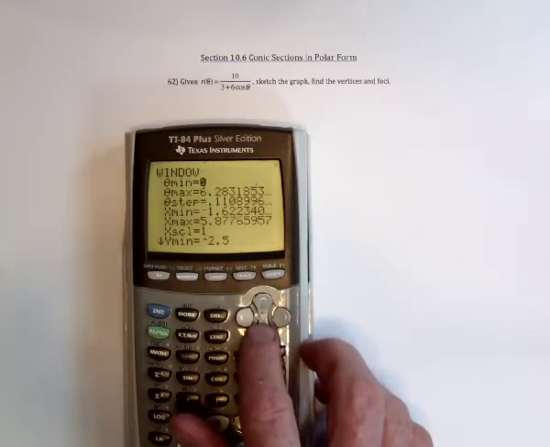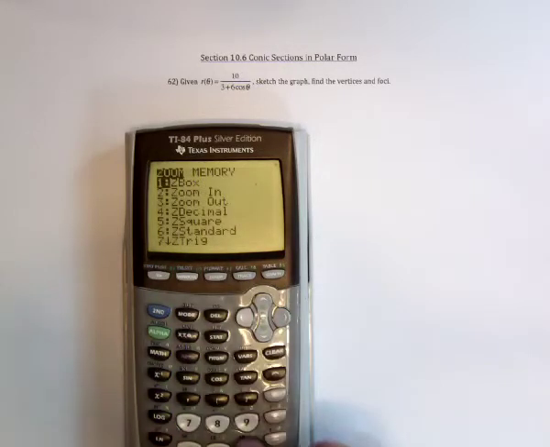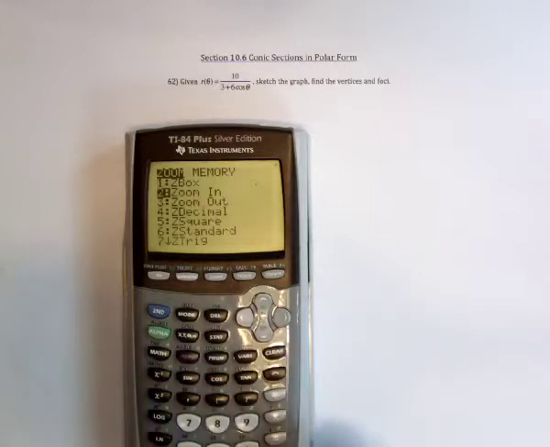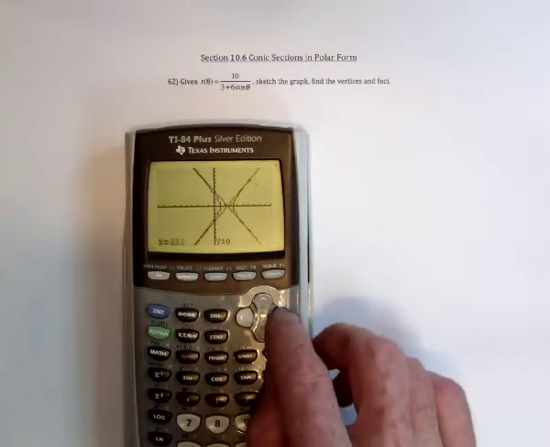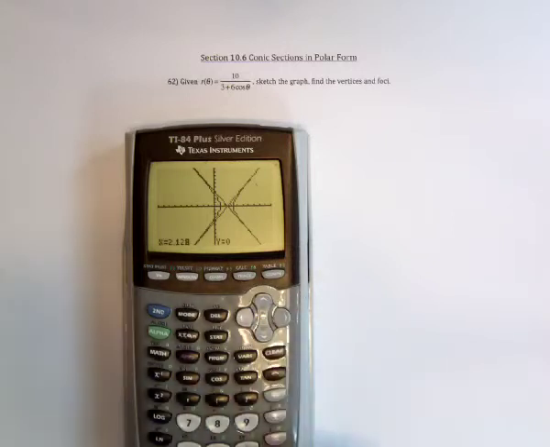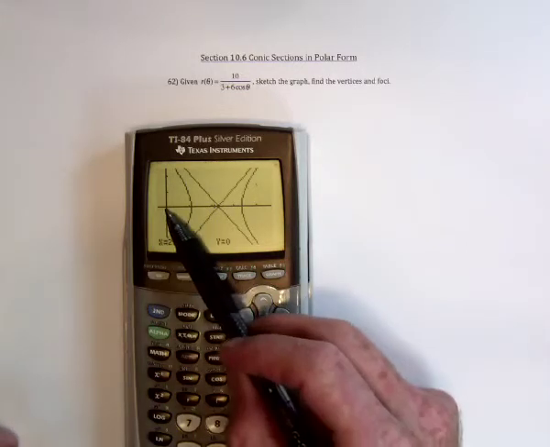Then to change the window, 0 to 2 pi would be a good idea. And then after that, I'm just going to go to zoom standard. Seems that we have a hyperbola. I'd like to zoom in a little bit to the center where those asymptotes are crossing. So keep in mind that in polar form this is one of the focus points.